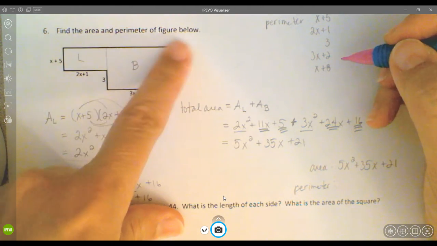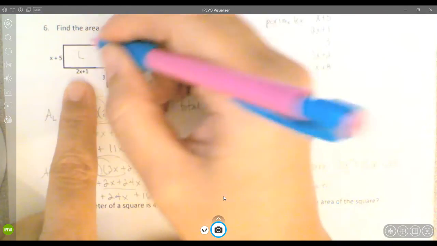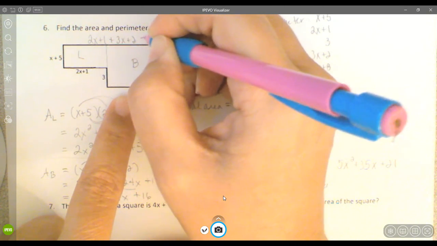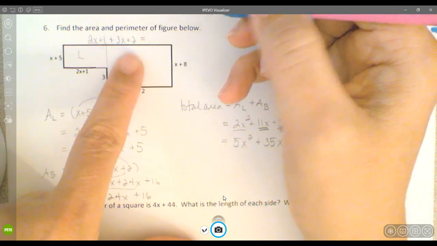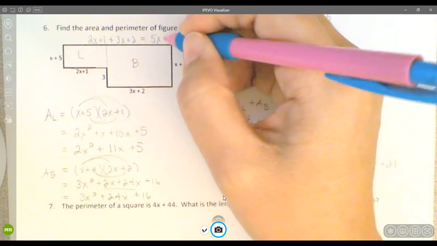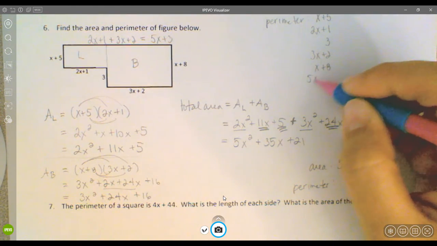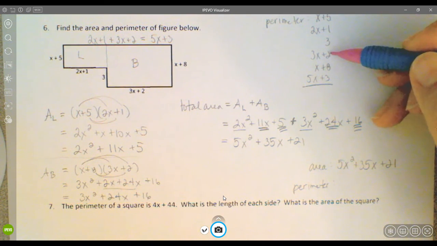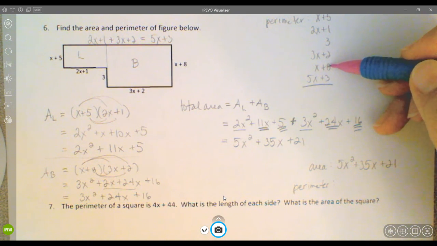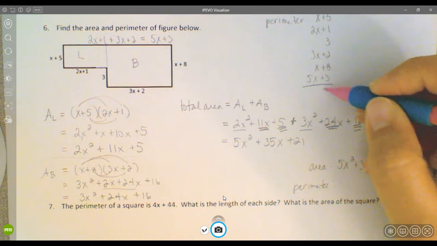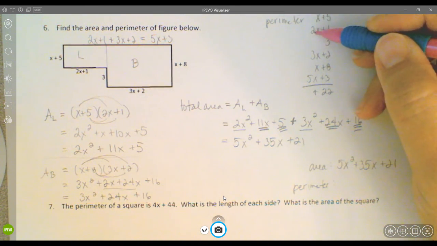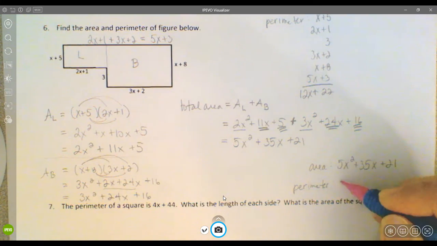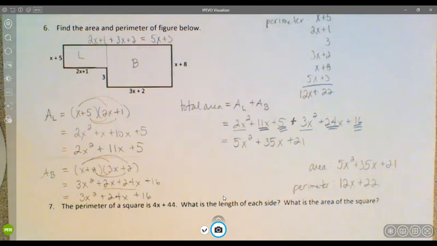And now I need this thing. Well, this thing is 2x plus 1 plus 3x plus 2, which I'm going to do this math up here. 2x plus 3x is 5x, and then 1 plus 2 is 3. So when I add this up, 1, 6, 9, 10, 11. 11 plus 8 is 19, 20, 21, 22. 1, that's 3x, 6x, 7x, 12x. So my perimeter is 12x plus 22.